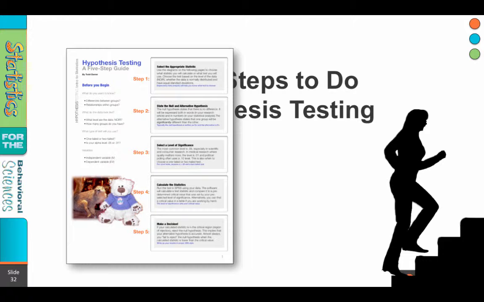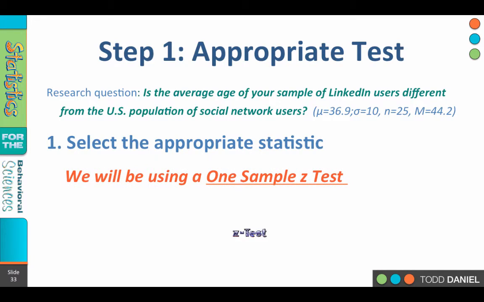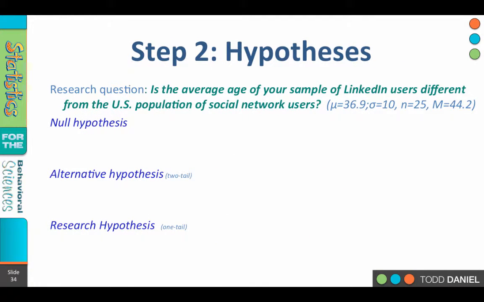Remember, we're going to use these same 5 steps for every new test that we learn. Step number 1, choose the appropriate statistic. And I told you this would be the easiest of the 5 steps because the appropriate statistic is whatever test we're learning this week. And so what would be the appropriate statistic for this research question? We will be using a one-sample z-test. So that was easy enough. Let's move on to step 2.